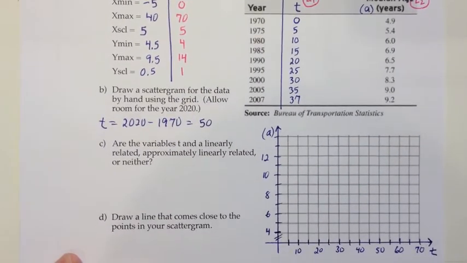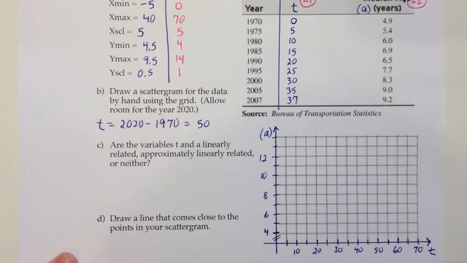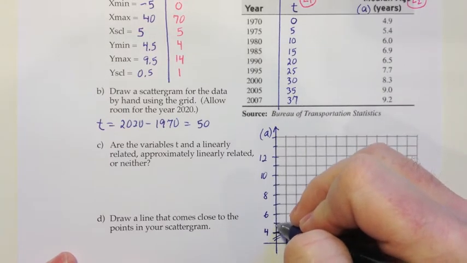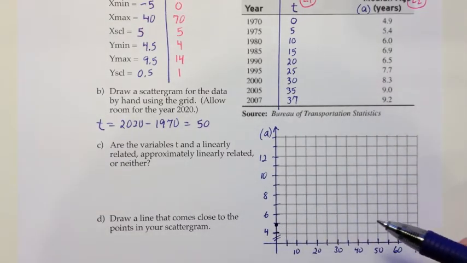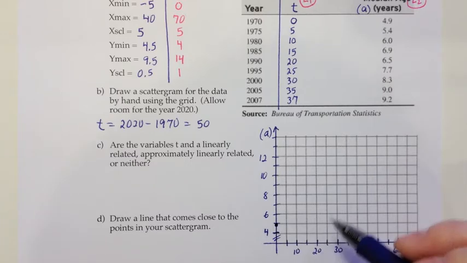Alright, so now we want to move on and start plotting our points. So let's go ahead and do our ordered pairs. We have 0, 4.9, so over 0 up to 4.9. You don't have to worry about being perfect on these, but get as close as you can to what seems like a point of 4.9. And this is 4 and 5, so I want to be nice and close to that 5.